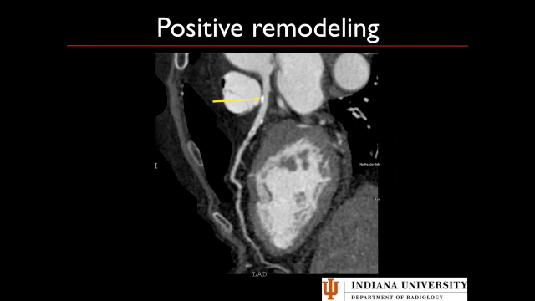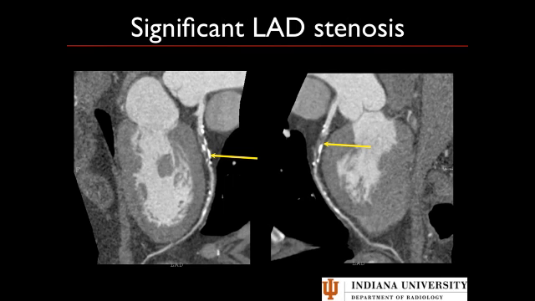Here's positive remodeling. You can see that there's calcified plaque and there really is no effect on the lumen. Again, remember with calcified plaque, it blooms, so it always looks bigger than what it is. And so if there really doesn't appear like there's any effect on the lumen with a calcified plaque, in reality it's going to be much smaller and have no effect on the lumen.